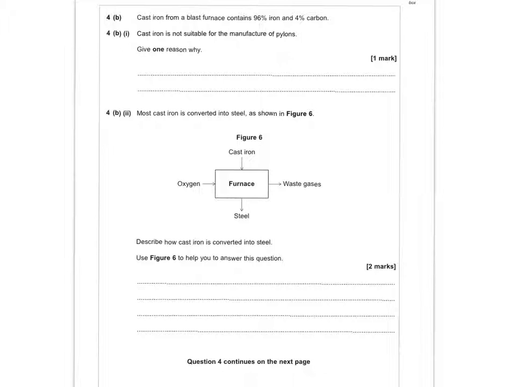Question 4b. Cast iron from a blast furnace contains 96% iron and 4% carbon. Cast iron is not suitable for the manufacture of pylons. Give one reason why. Now, the reason for this is it's brittle. Okay, so don't say it's weak, you need to say it's brittle.